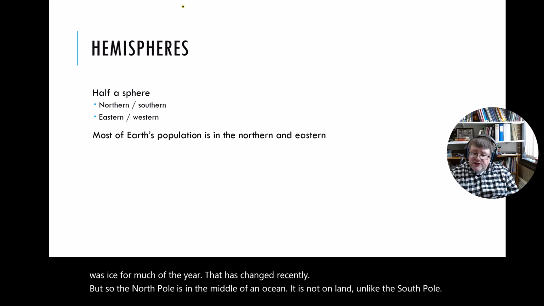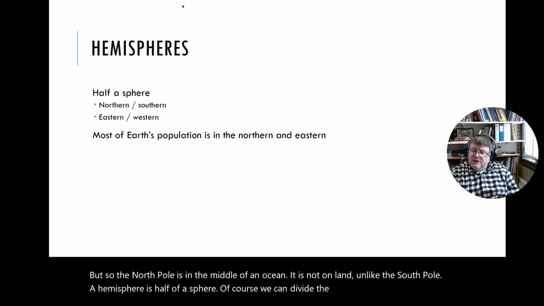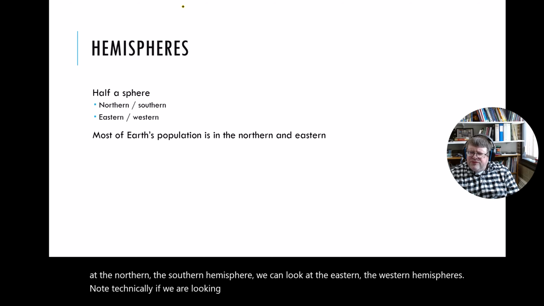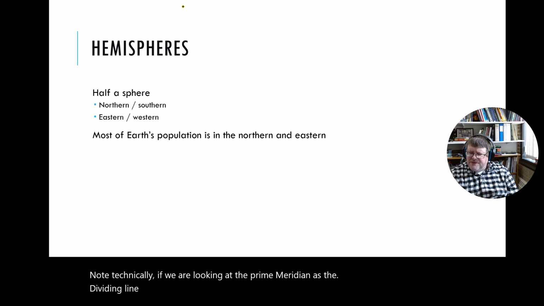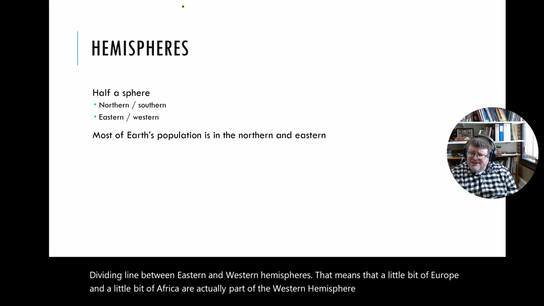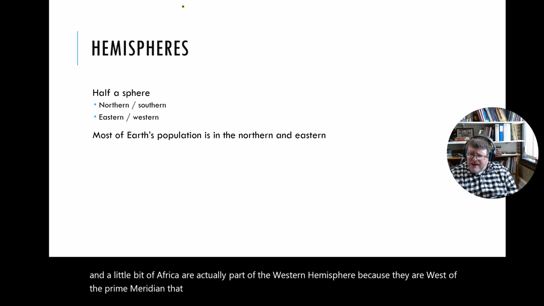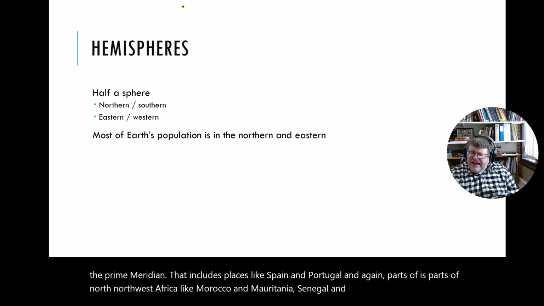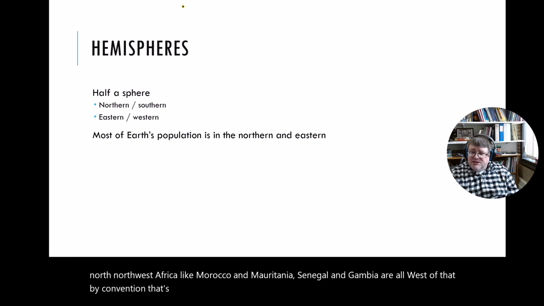A hemisphere is half of a sphere. Of course, we can divide the world different ways. We can look at the northern and southern hemispheres. We can look at the eastern and western hemispheres. Note, technically, if we are looking at the prime meridian as the dividing line between eastern and western hemispheres, that means that a little bit of Europe and a little bit of Africa are actually part of the western hemisphere because they are west of the prime meridian. That includes places like Spain and Portugal, and again parts of northwest Africa, like Morocco and Mauritania, Senegal and Gambia are all west of that. By convention, that's considered part of the eastern hemisphere, though.